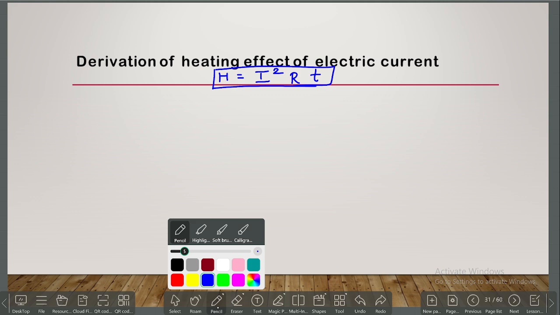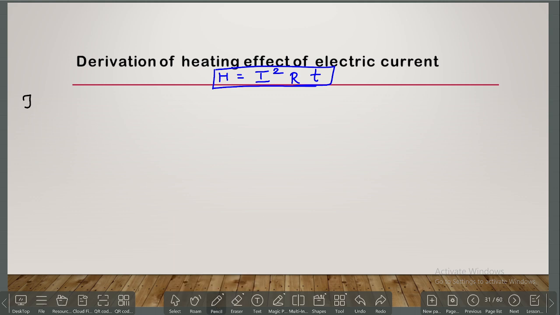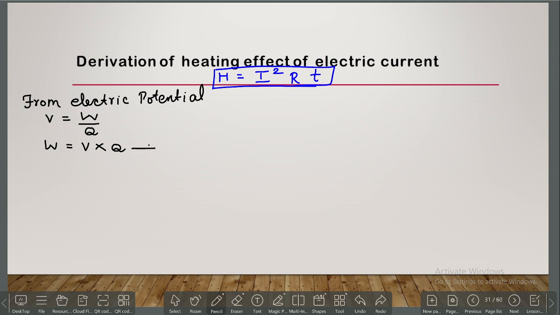How do we obtain this one? From the electric potential or the potential difference formula. What is the electric potential formula? V is equal to W by Q, or we can rearrange it as W is equal to V into Q. Let's take this as equation number 1.